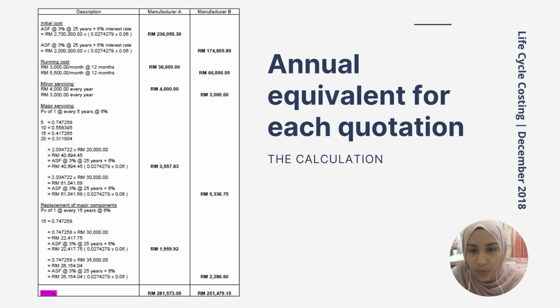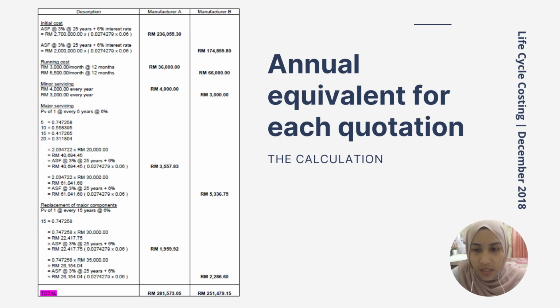RM 3,557 and 83 cents for manufacturer A. Meantime, in manufacturer B, the same formula of calculation has been used. The total valuation also for 5 years to 20 years times 30,000 and got RM 61,041 and 68 cents.